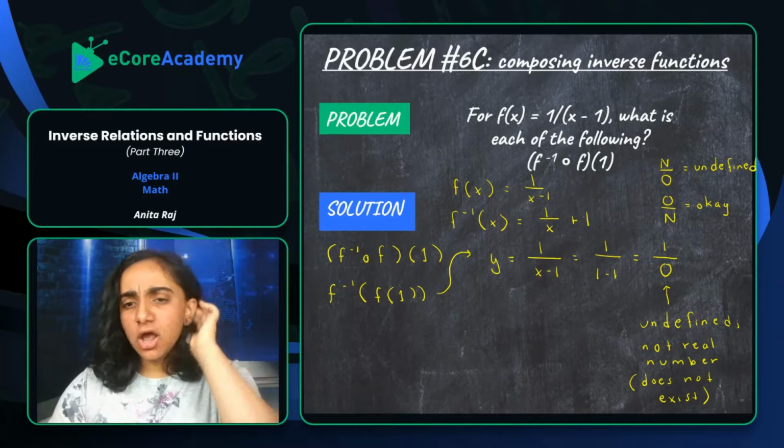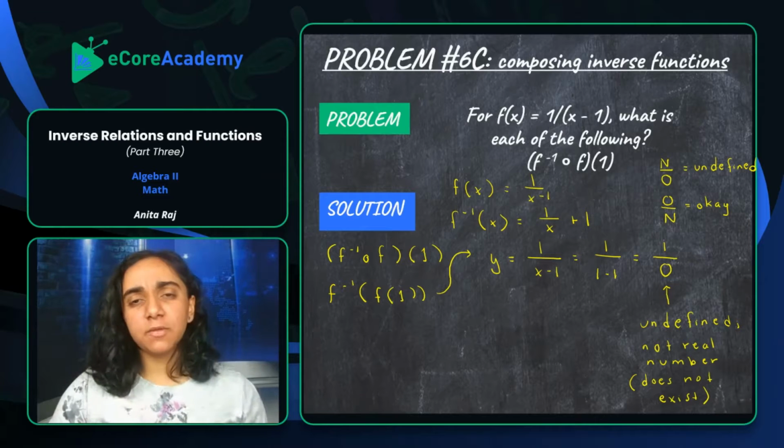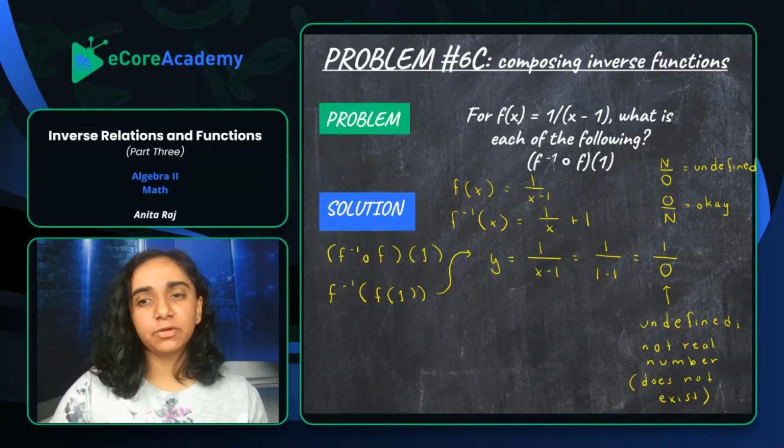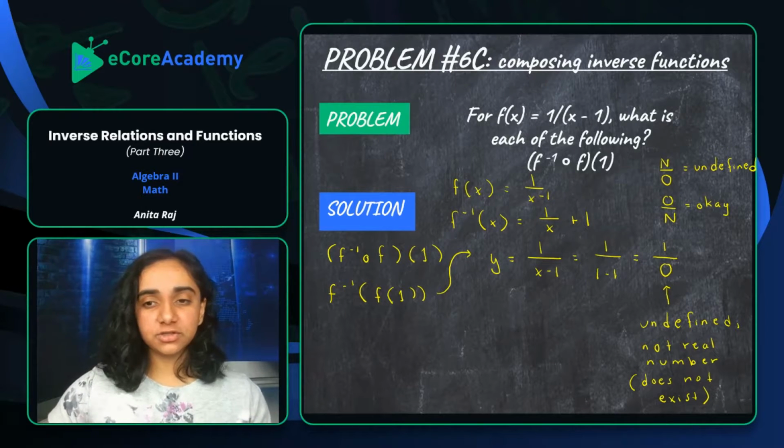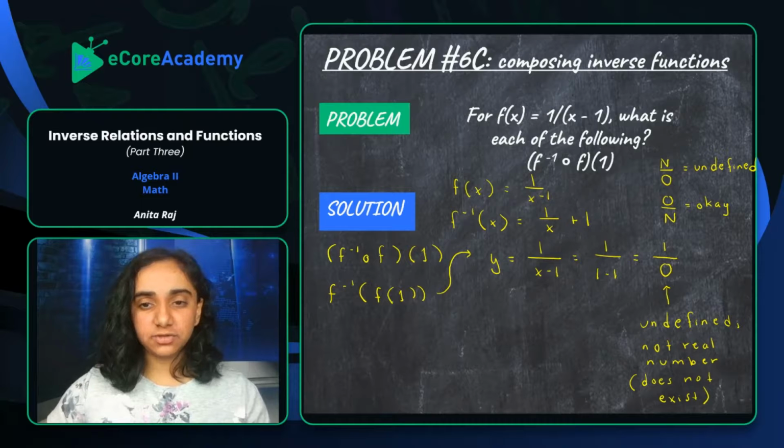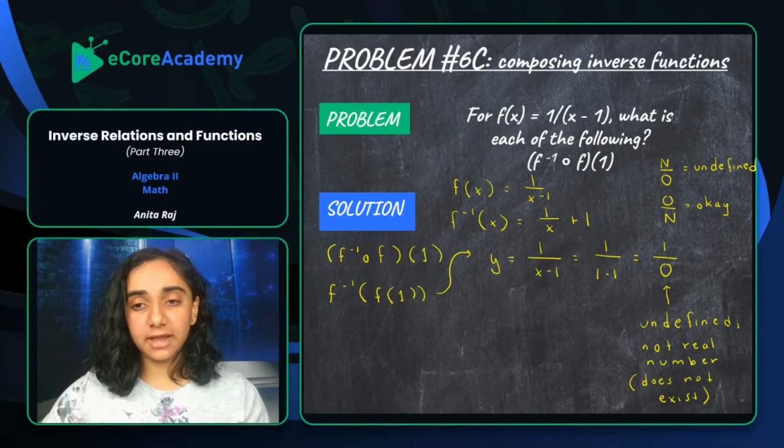You might be wondering, how come this happened? The last problem was perfectly fine. We were able to use the property we learned: whatever we input into the inverse function, composite functions, we were able to spit that right back out. Well, think of it this way. Think of the domain of f. Remember, f is 1 divided by x minus 1.